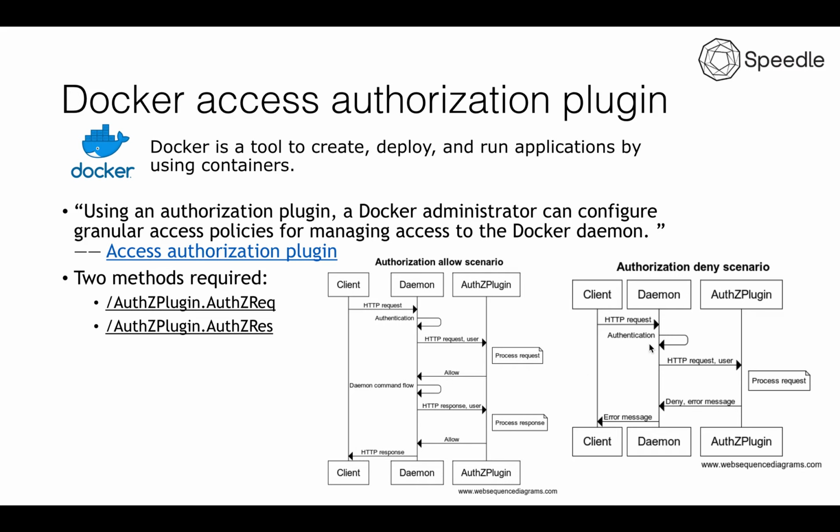These are the two scenarios for the authorization check. This one is an allow scenario, and this one is a deny scenario. And this is the part where the first method is called, and this is the part where the second method is called. And here you can choose to implement the authorization check in either of these two methods.